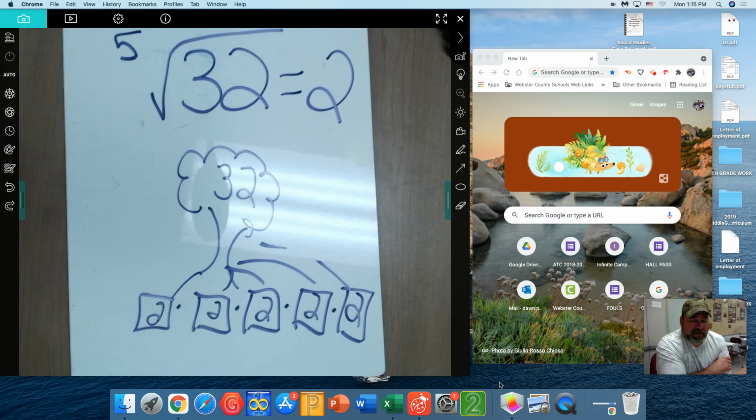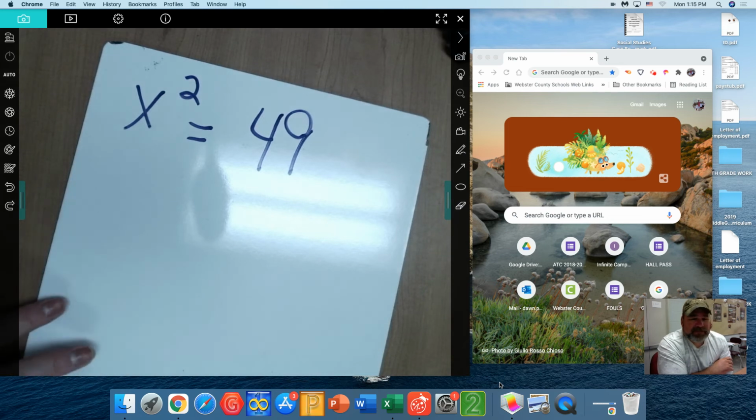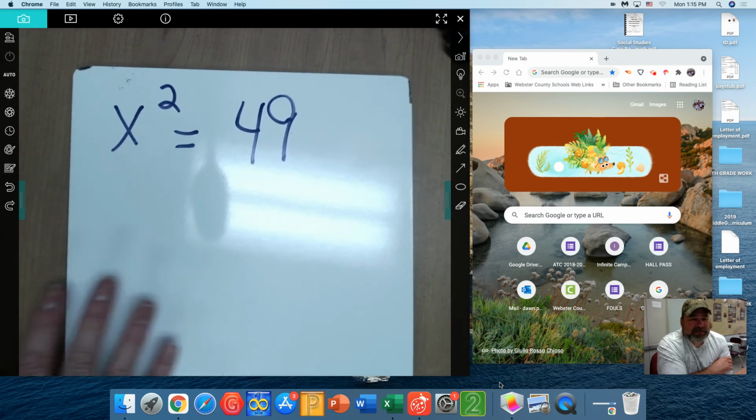That's a great visual. It might be the worst tree I've ever seen, Miss Powell. Thanks. Thanks for that.